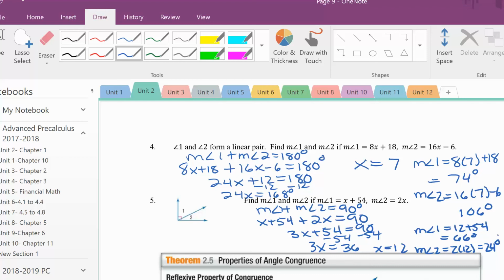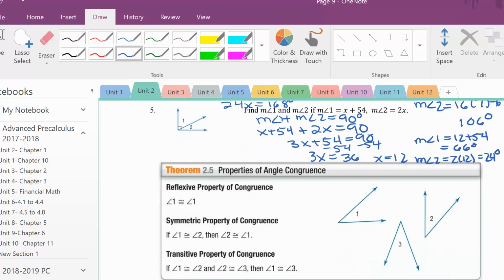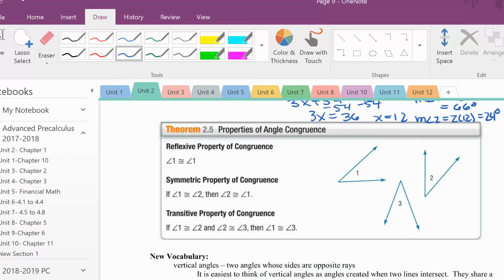All right, so some properties of congruence with angles. The reflexive property works. The same angle is congruent to itself. Same with the symmetric property and the transitive property. So they all three apply to angle congruence as well.